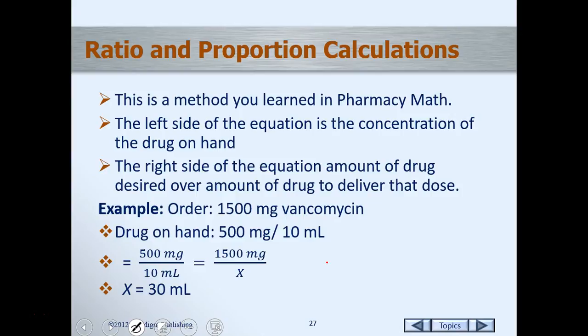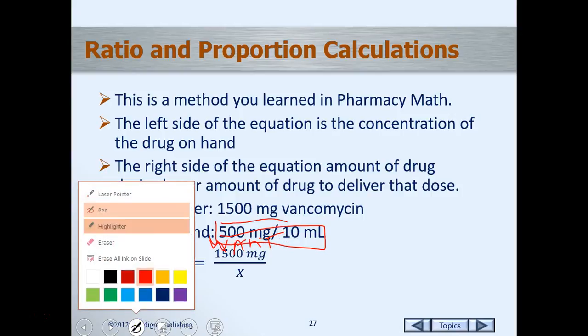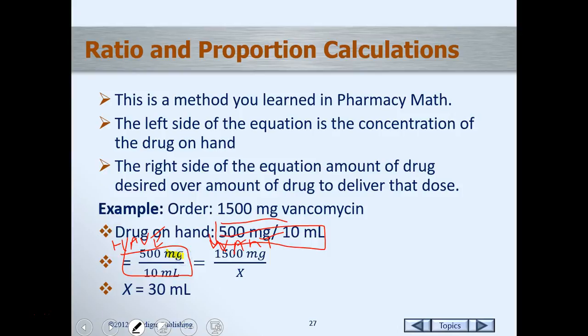The left side of the equation is the concentration of the drug we have on hand. So always start with what you know on the left. That would be our concentration of the drug. So we use that as our setup. We want the right side to be what we need. So this is what we have, and this is what we want. So if we have milligrams on top over here, we want milligrams on top over here.